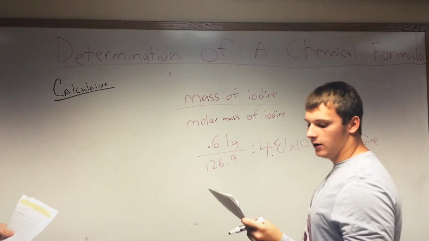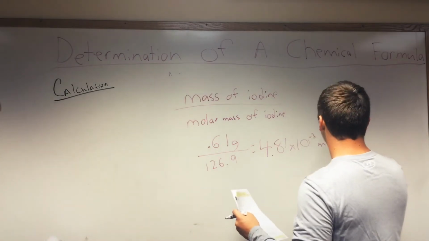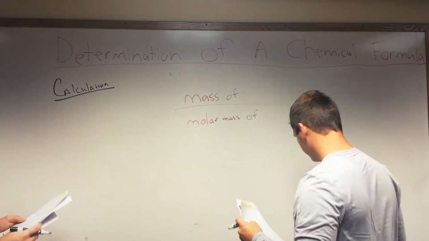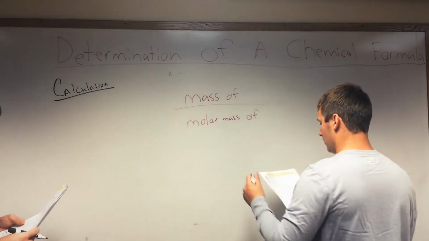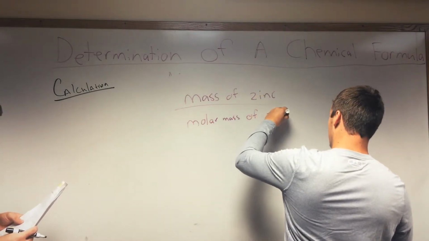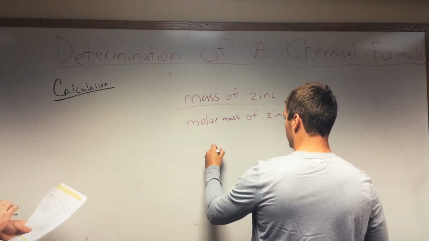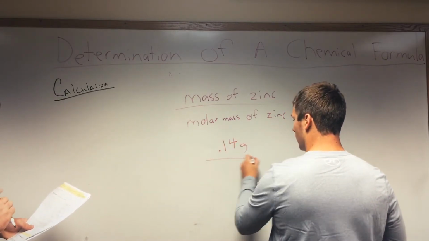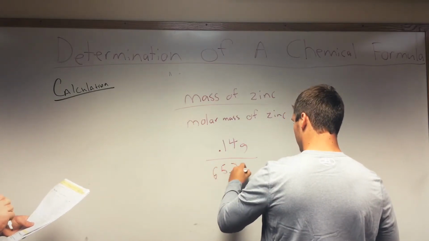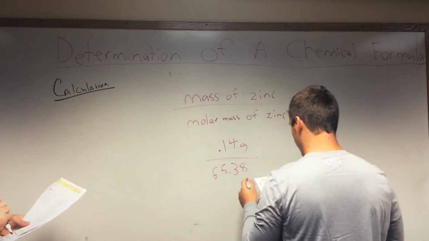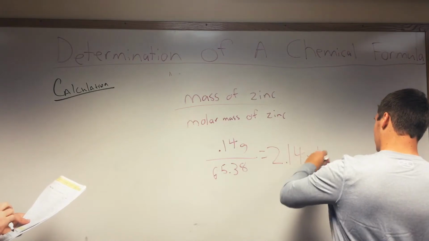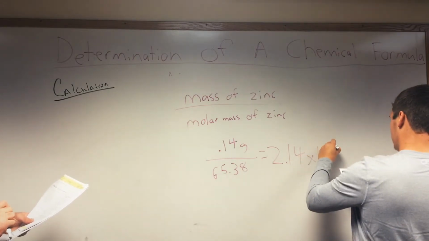Then we had to find the moles of zinc. So we do the same thing. I'm just going to erase this right here. We do the same thing for zinc. This is about the zinc reacted. So we had 2.14 grams, all over 65.38, which again is from the periodic table. And this gave us 2.14 times 10 to the -3 moles of zinc.